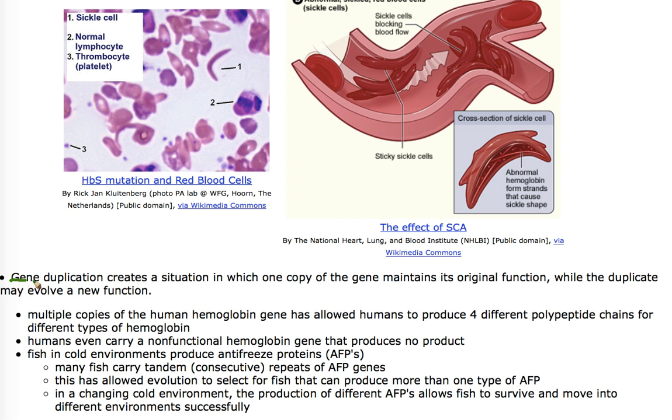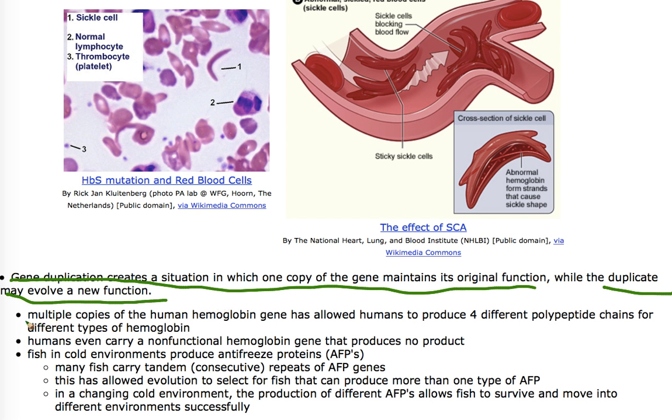The nice thing about gene duplication is it creates a situation where there is more than one copy of the gene. What this does is two things. First, the organism can make more of the protein. Secondly, the extra genes can actually mutate to make other proteins, which could give other capabilities for the organism.